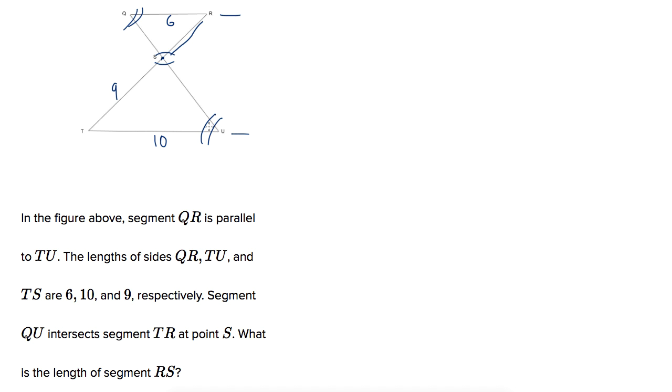And because we know that they're the same, we also know that these angles are the same. If two angles in a triangle are the same, then all three are the same. And that means that we actually have similar triangles. If all three angles are the same, we have similar triangles.